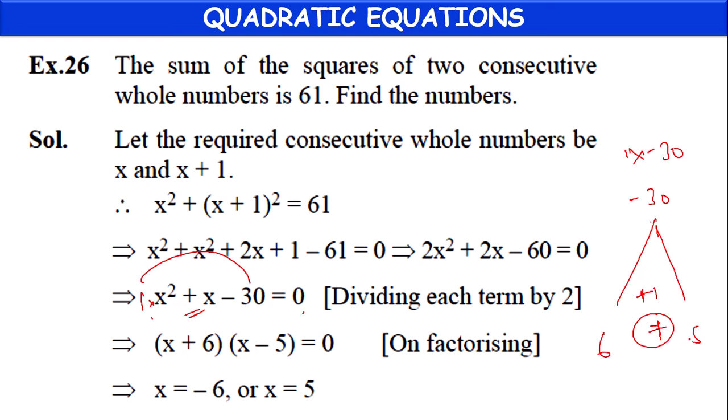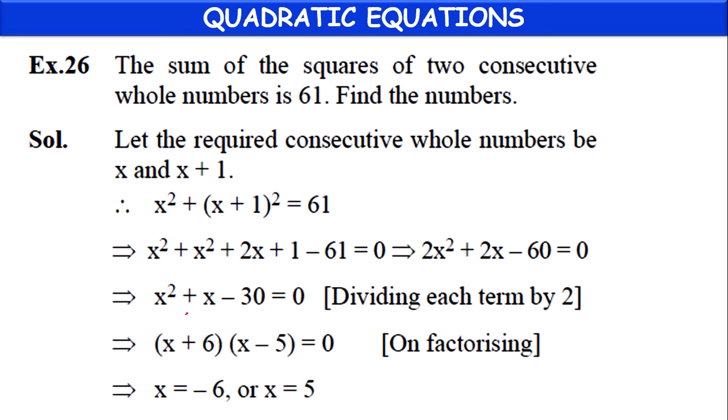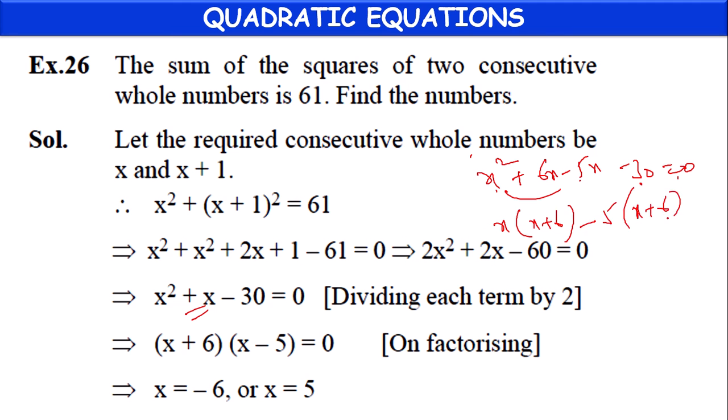So we can take 6 into 5, 6 fives are 30, but we need plus 1, so plus 6 minus 5. The product is minus 30, sum is plus 1. So the middle term is to be split: x square plus 6x minus 5x minus 30 equal to 0. In the first 2 terms, x is common, x plus 6 will come. In the next 2 terms, minus 5 is common, x plus 6 will come, equal to 0. Again x plus 6 is common, x minus 5 will remain.